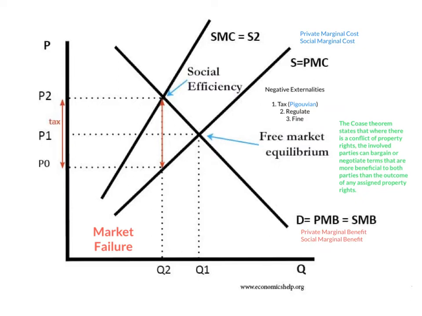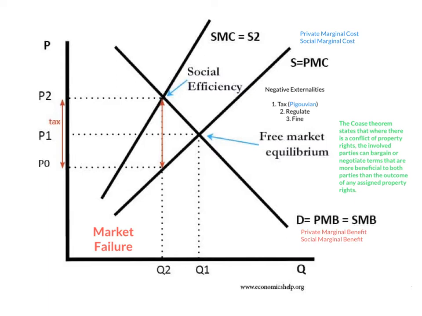If you remember, a tax will lower economic activity. It will place a wedge in the market. It will create a higher price for consumers, P2, and the seller would receive less revenue with P0.